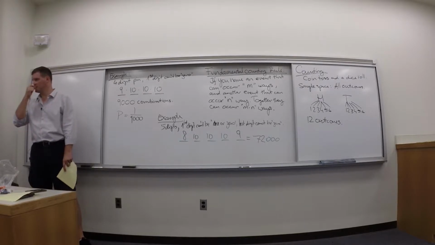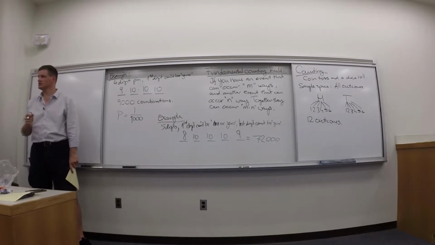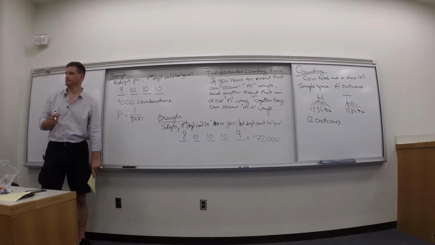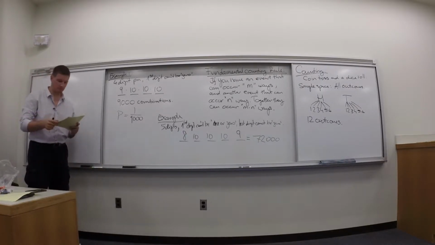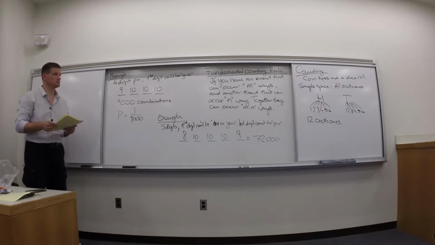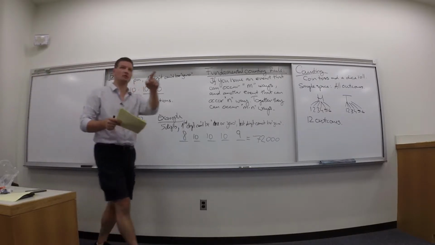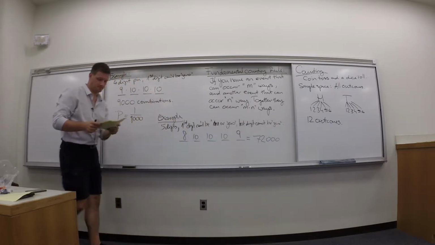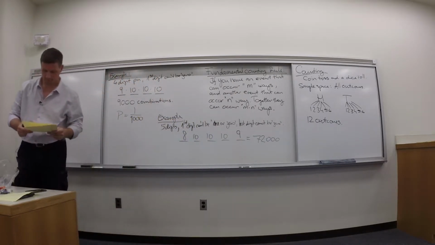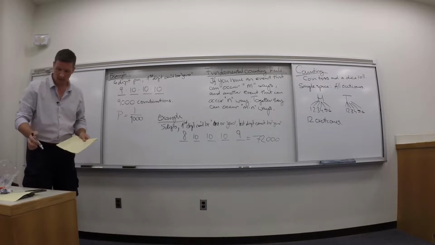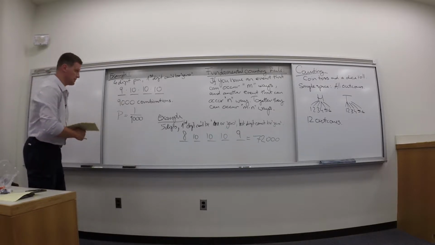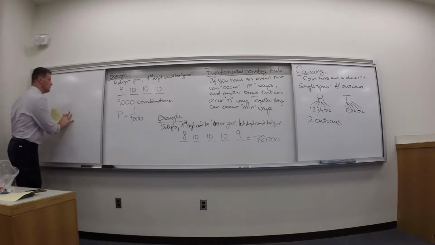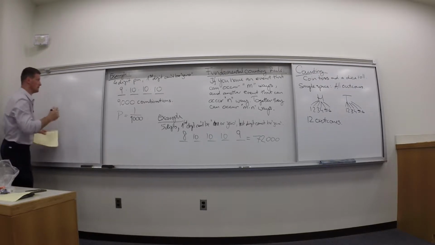A 4-digit PIN iPhone gives you 10,000 combinations. A 6-digit PIN iPhone gives you 1 million. Chances go up. Okay. That's not bad. Let's look at this.